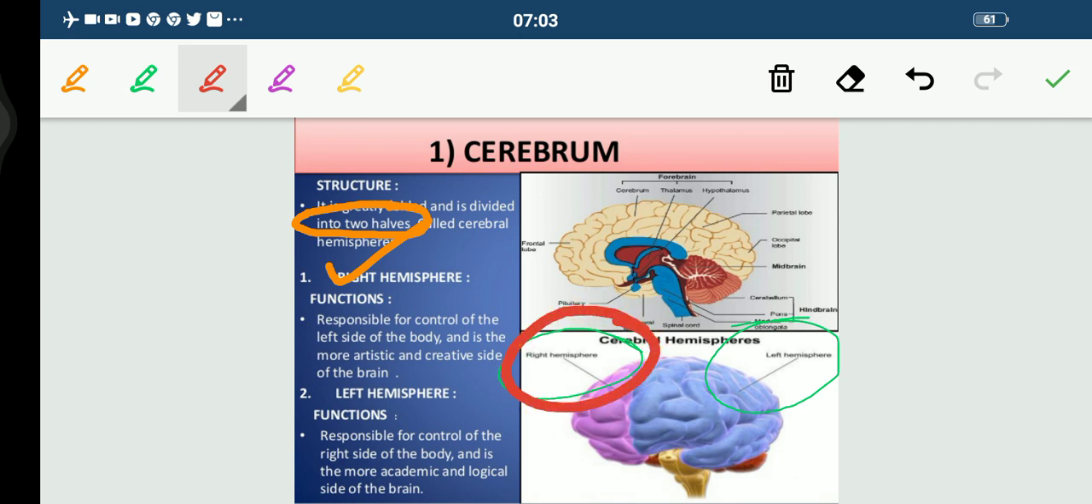hemisphere. And next one we have is the left hemisphere. Its function is that it is responsible for the control of the right side of the body and is the more academic and logical side of the brain. I hope you'll remember this thing. It's important, students.